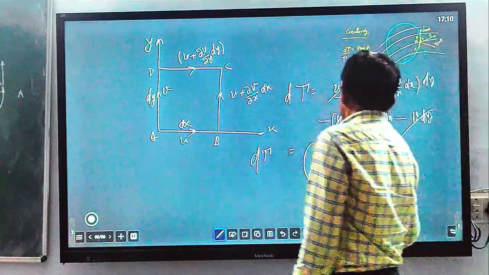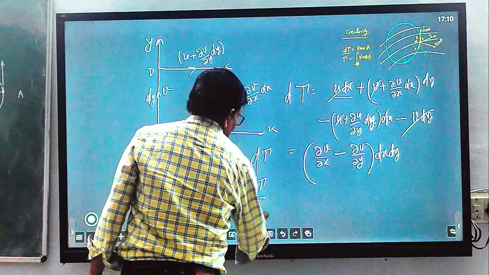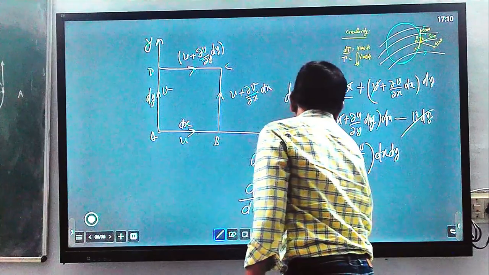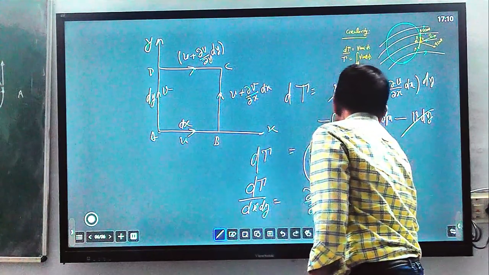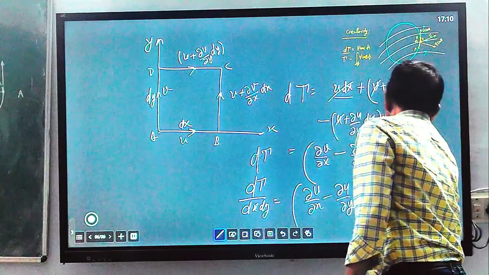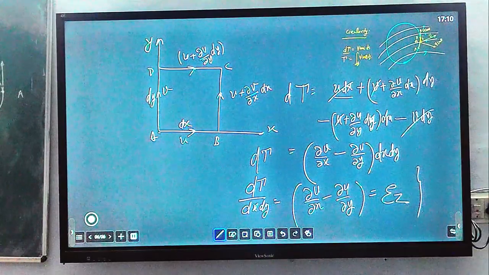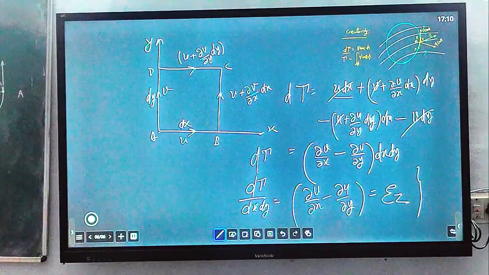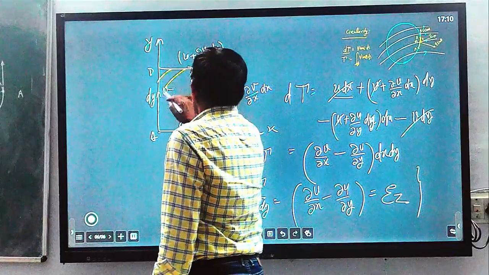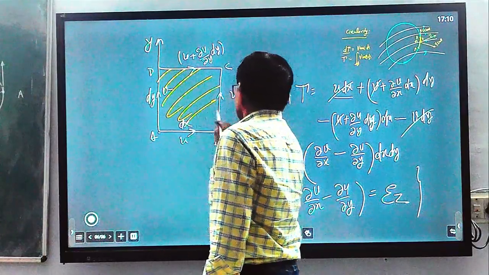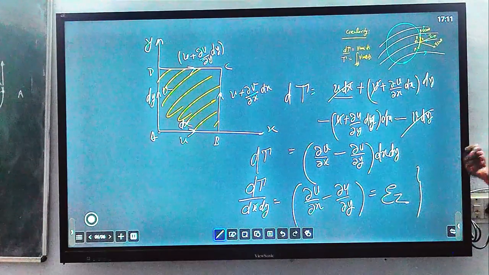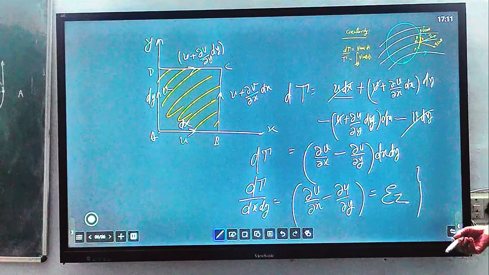Now define d tau upon dx dy equal to del v over del x minus del u over del y, that is equal to xi z. Circulation per unit area. What is dx dy? dx dy is the area of this element. So circulation per unit area equals vorticity about the z axis.